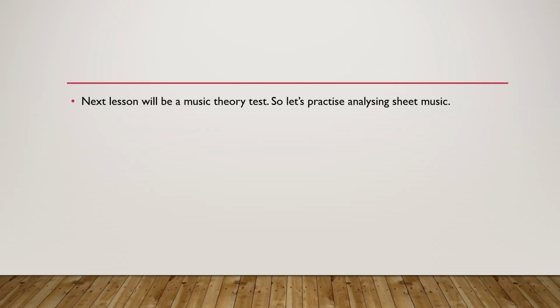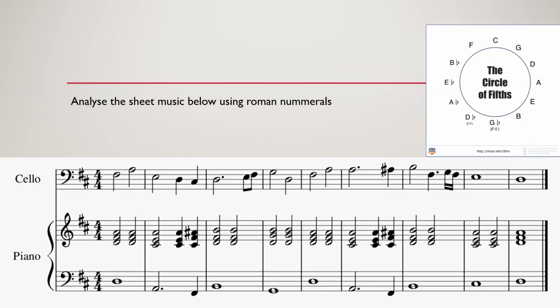So let's do an example. Next lesson will be a music theory test, so we will practice analyzing sheet music. And because this lesson is about secondary dominants, there probably is a secondary dominant chord in this example. So here we have an example I probably composed in, I don't know, 5 to 10 minutes. So can you analyze the sheet music below using Roman numerals? I would like for you to pause this video, get some pen and paper, use the circle of fifths, and try this for yourself first, because it's always really important to do things yourself.